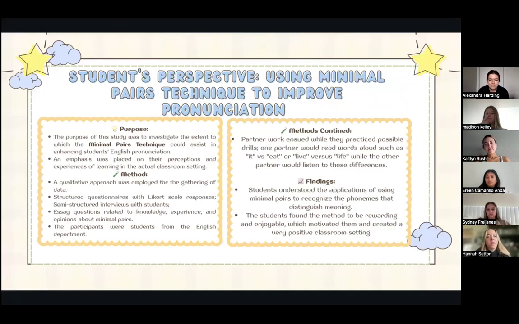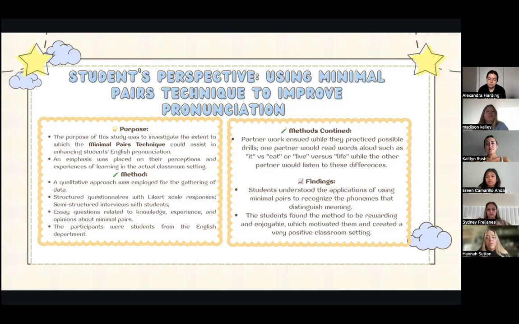Okay. So today I'm going to walk you through a study that I found that looked at how students responded to using the minimal pairs technique to improve their pronunciation. The purpose of the study was to investigate the extent to which the minimal pairs technique could assist in enhancing students' English production. To do this, the researchers used a qualitative method where they gave students structured questionnaires like a Likert scale, with a choice of answers that included strongly agree, agree, undecided, disagree, and strongly disagree.